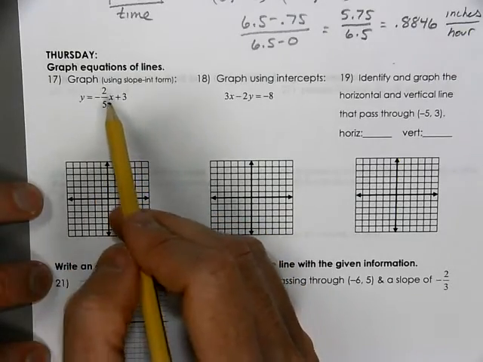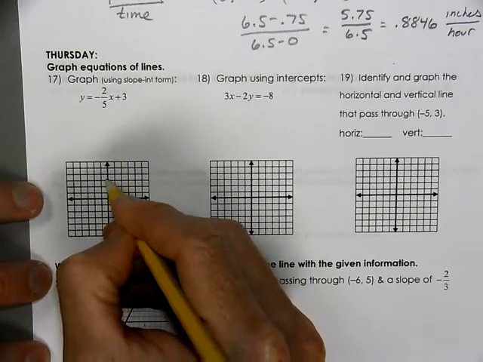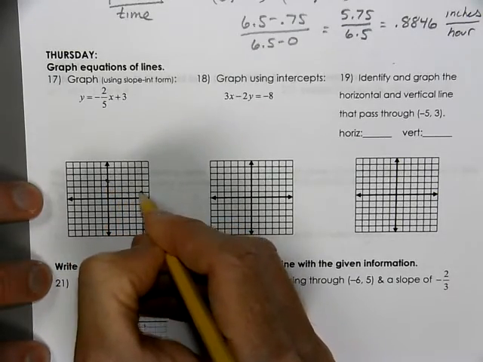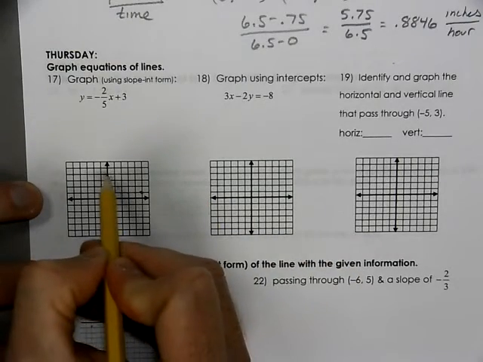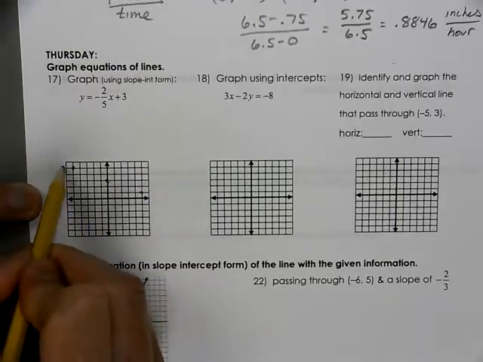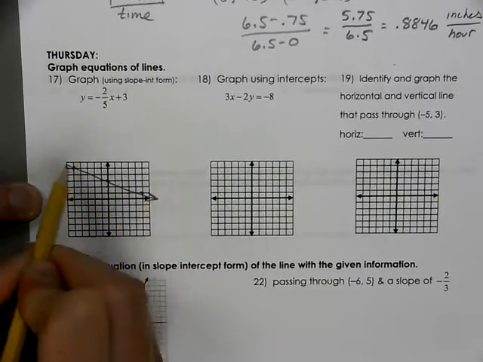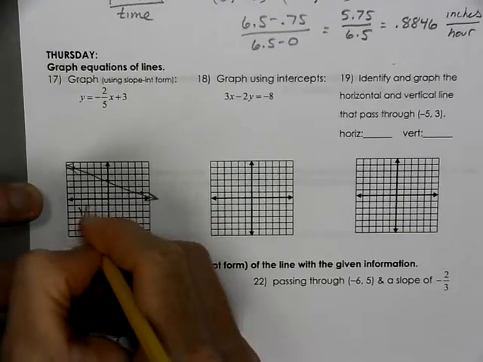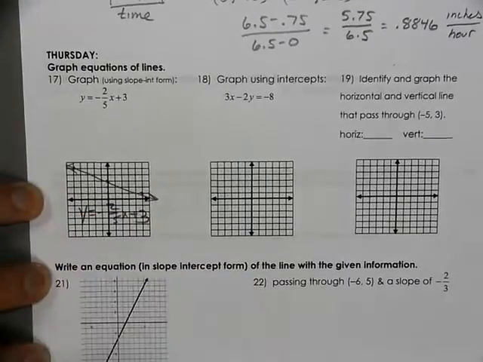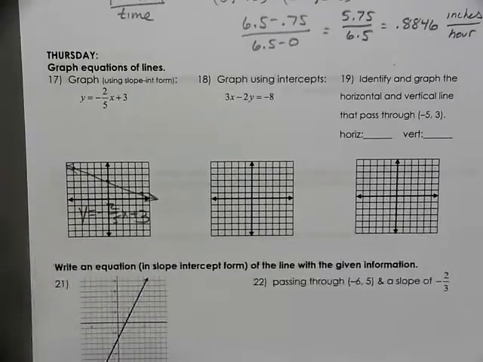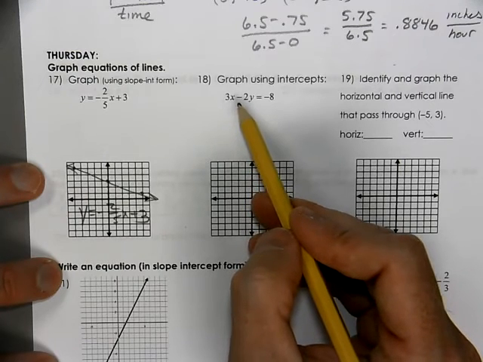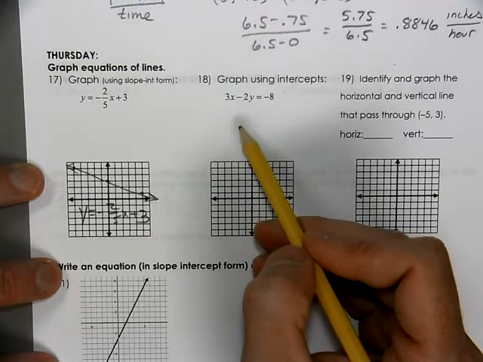Here, this equation is in slope-intercept form. Down to over 5, up to, backwards 5. Connect the dots. Write the equation. You must write the equation. Here we could convert this into slope-intercept form.